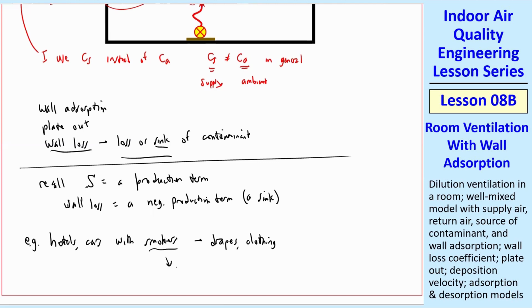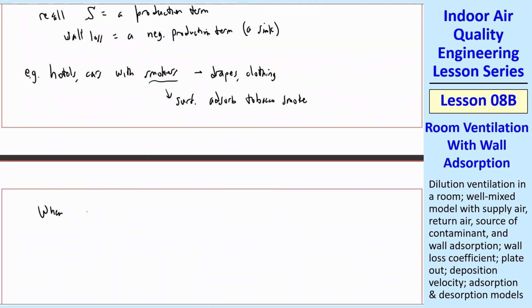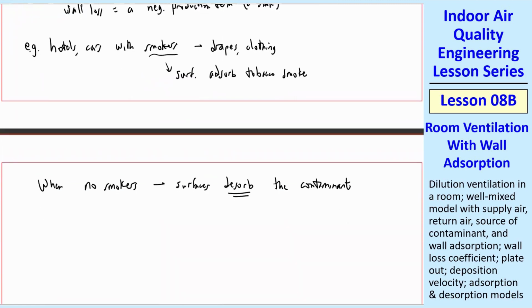All these surfaces adsorb tobacco smoke, and then they later desorb it. When there are no smokers, the surfaces desorb the contaminant, in this case tobacco smoke, and all other chemicals work the same way at different rates. You can adsorb and then you can also desorb back into the room. So once that happens, this desorption becomes a source of the contaminant back into the room.